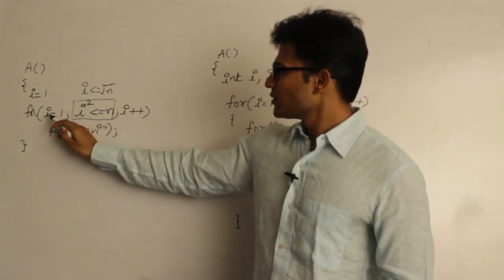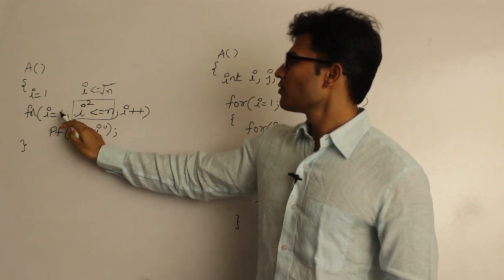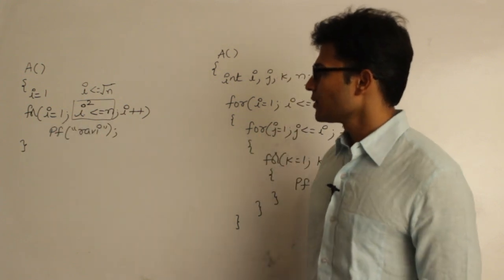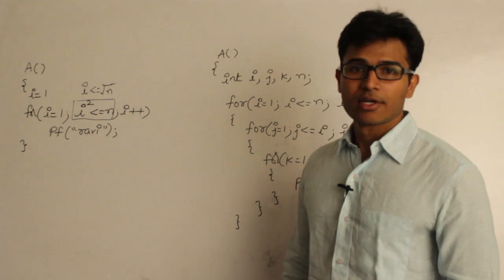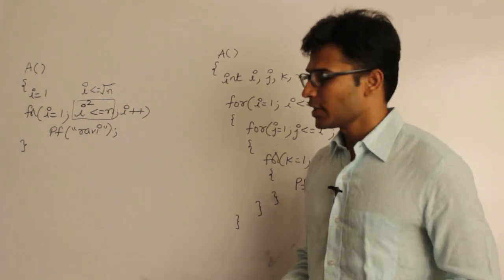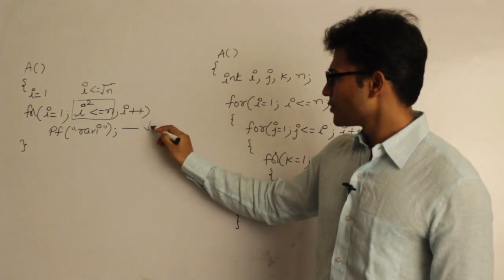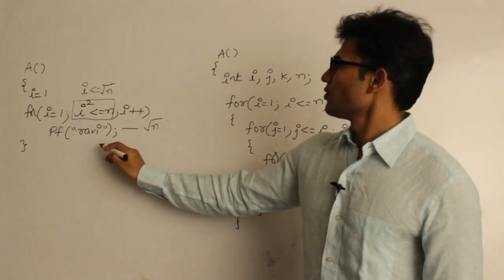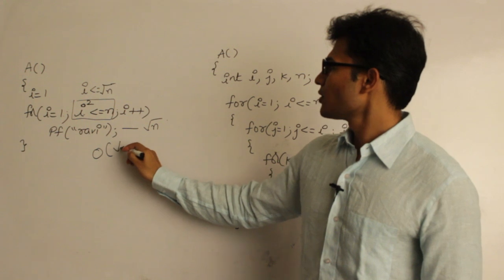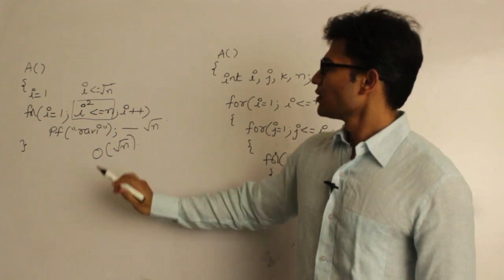Therefore this loop will run from i equal to 1 to root n, which means this statement will be executed exactly root n times. Therefore the total number of times this is going to get executed is root n. So the time complexity is order of root n, right?